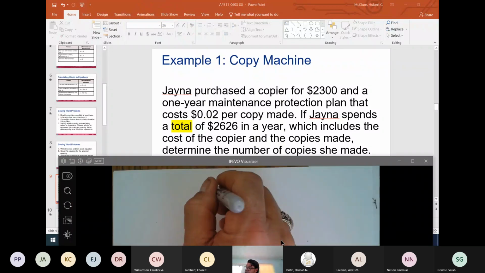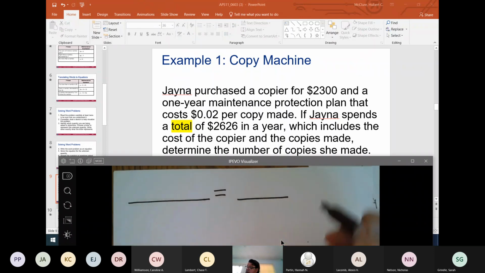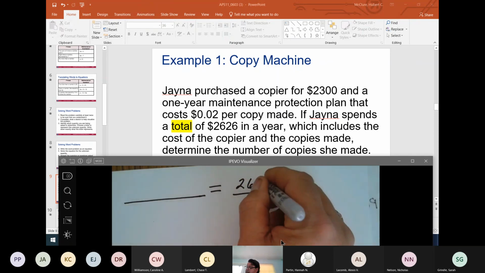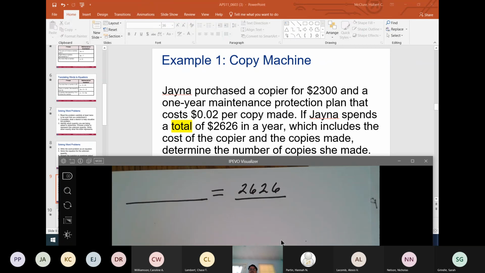So I'm going to write a big equal sign. And I'm going to put 26.26 to the right of it. And I've got half the problem solved. Because half the problem is setting it up. And I'm starting to set it up right now.